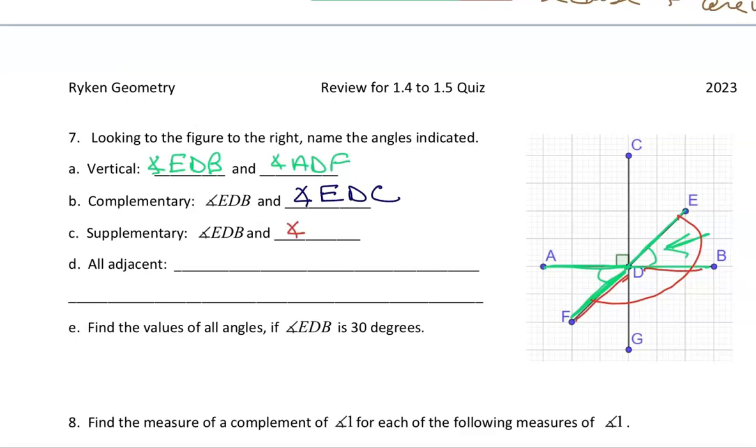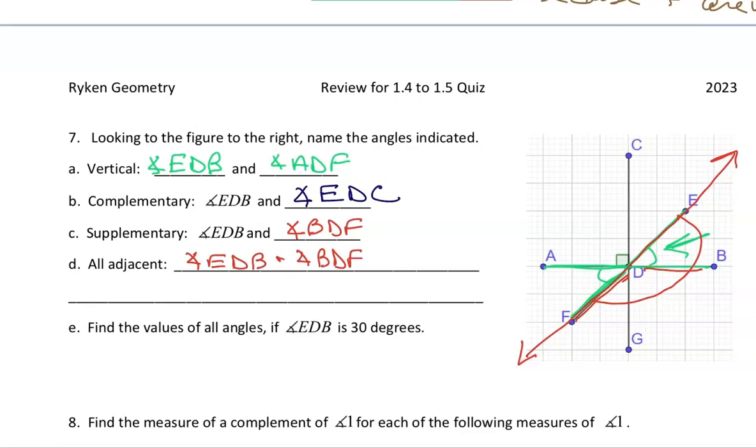So angle BDF. Those two angles are on this straight line right here. They're a linear pair, and they are supplementary. Okay, so then they want me to name all the adjacent angles. So there's a lot of adjacent angles here. So let's name a couple. So why don't we say the ones we just talked about as supplementary, EDB and angle BDF.